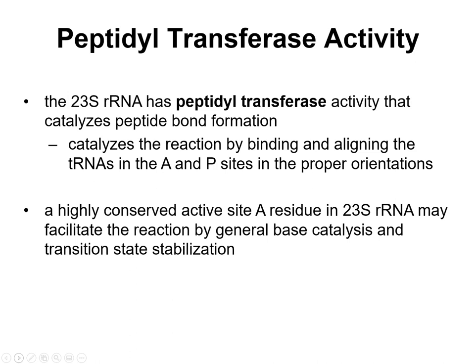There's a very highly conserved active site A residue. And when we say A, we're not talking about alanine. We're talking about A as in the nucleotide in the 23S rRNA that may facilitate this reaction by either general base catalysis and transition state stabilization, or potentially some other method. But it's accepted, though there are still some question marks and still some possibilities for other potential methods for this reaction to occur. But this A residue is very highly conserved, and it clearly has a role in this process.